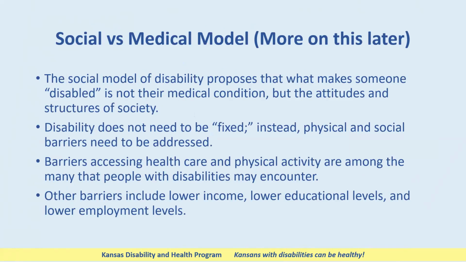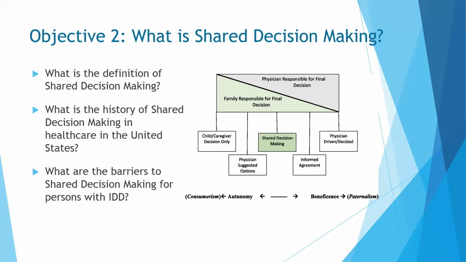I think I just said this, but what makes somebody disabled isn't their medical condition, but attitudes and structures of society. We need to remove the barriers, and some of the barriers are not just the health and physical activity barriers, but also lower income, education levels, and employment. So our second objective, after talking about the barriers, is to talk about how to talk to individuals with, and how to make decisions with, persons and their families with intellectual and developmental disabilities.